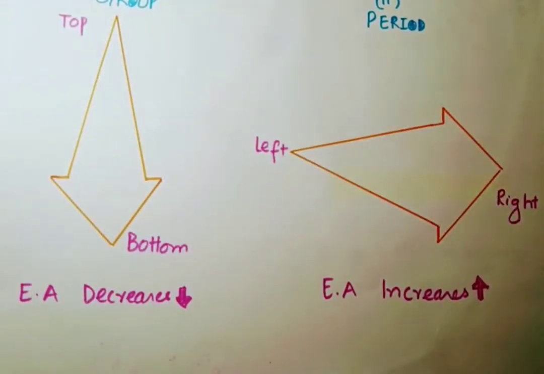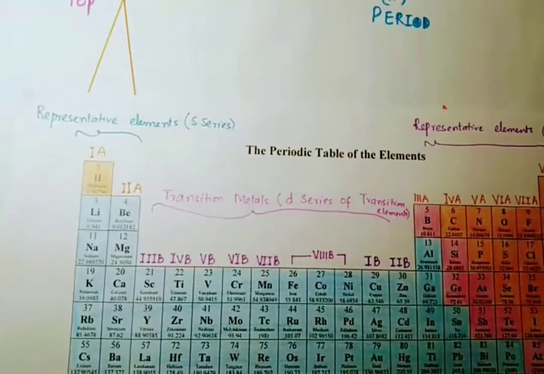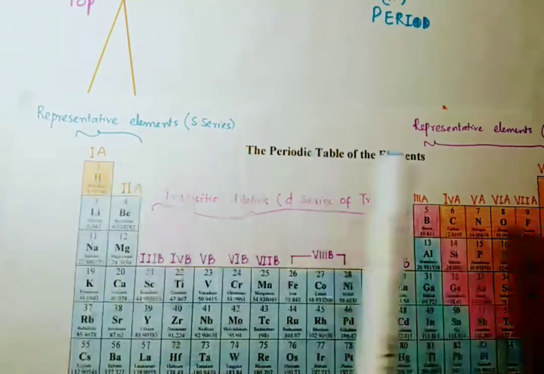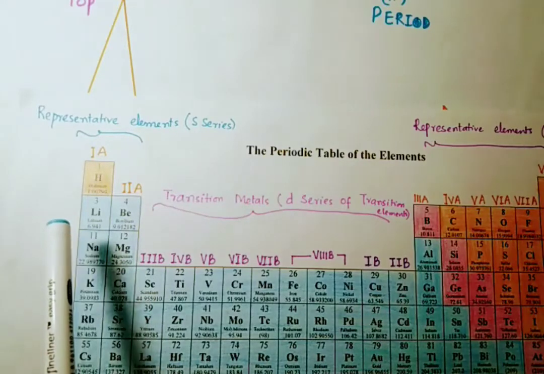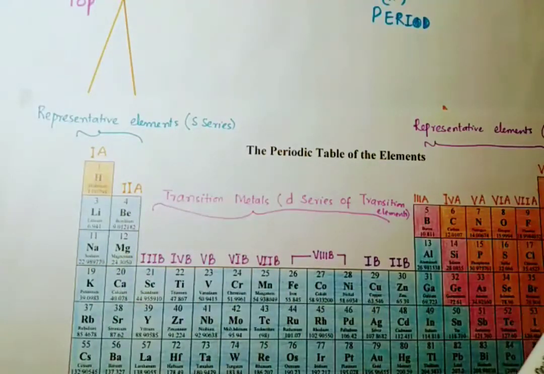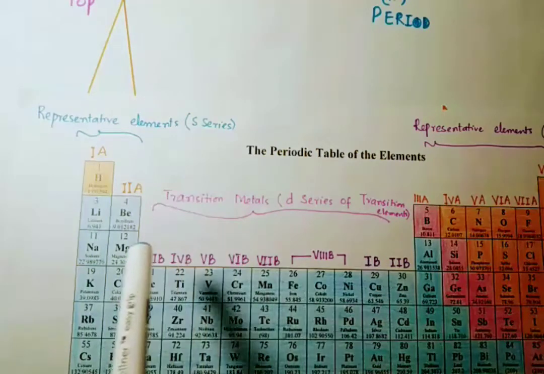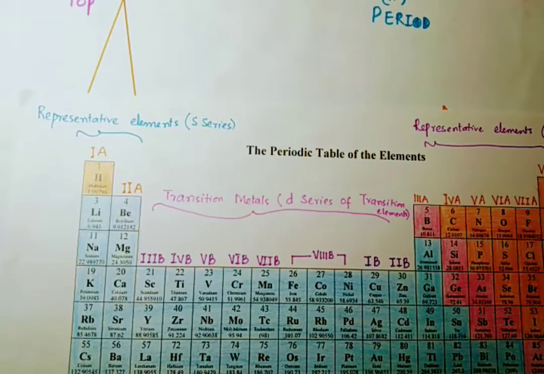Similarly, when we move from left to right in a period, electron affinity increases. It means that when we move from left to right in a period, there is an increase in electron affinity. We know that when we move from left to right, the shell number remains constant. The electron is added in the same shell, so the atomic radius is decreasing when we move from left to right, and effective nuclear charge is increasing. So when we add that electron in the shell, it is very tightly bound by the nucleus. So that's why electron affinity is greater when we move from left to right.